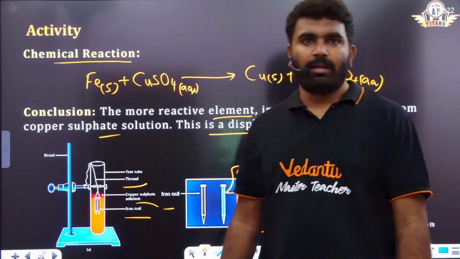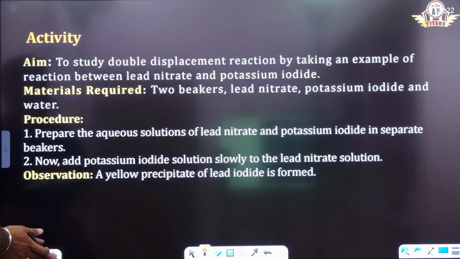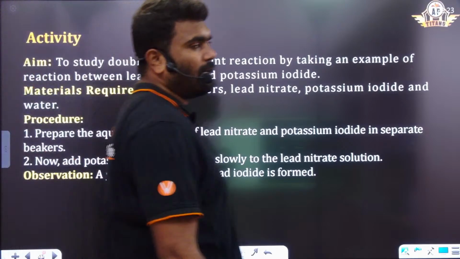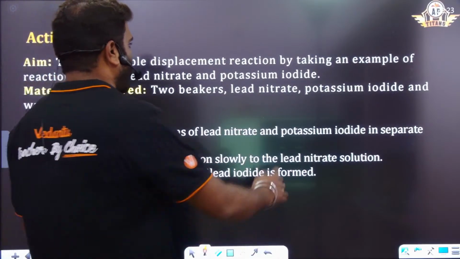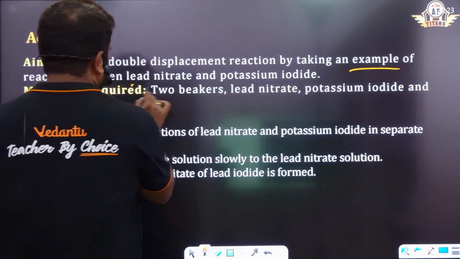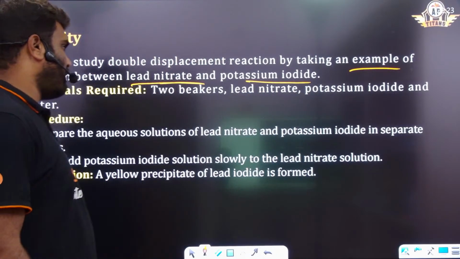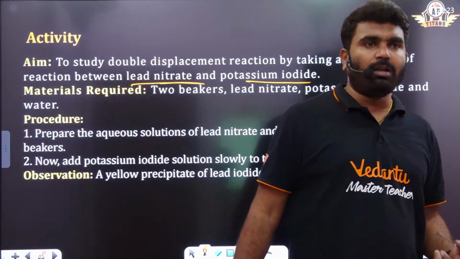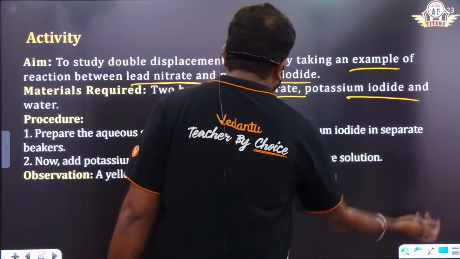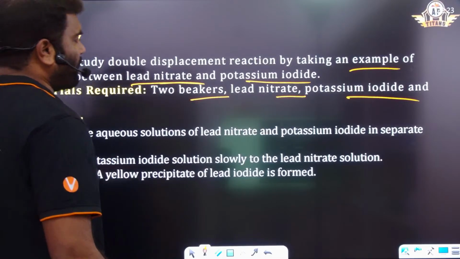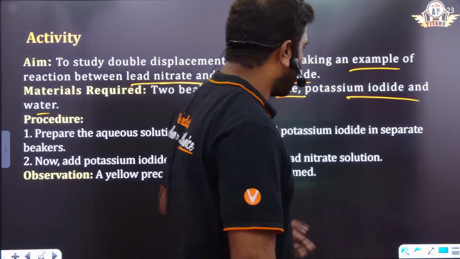One more activity we'll do. Now to study the double displacement reaction, we take the example of the reaction between lead nitrate and potassium iodide. We take two beakers with lead nitrate, potassium iodide and water.